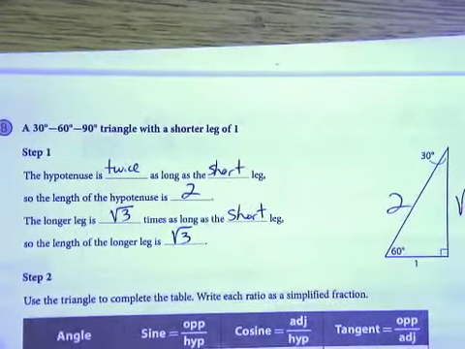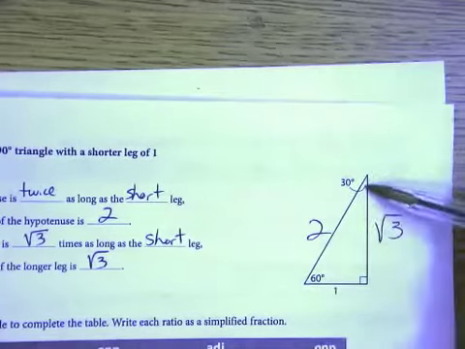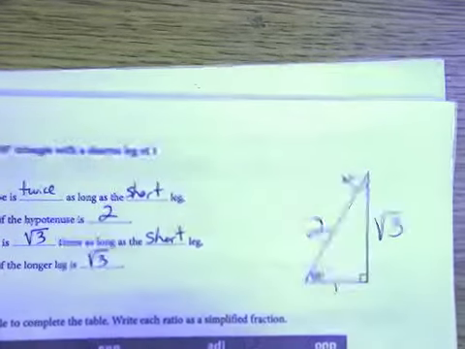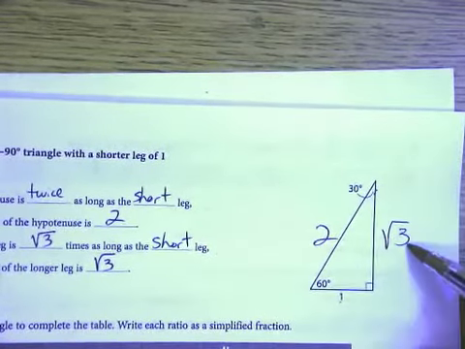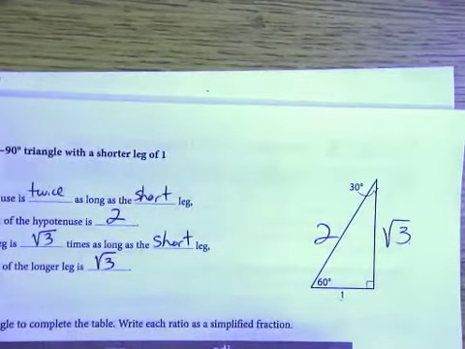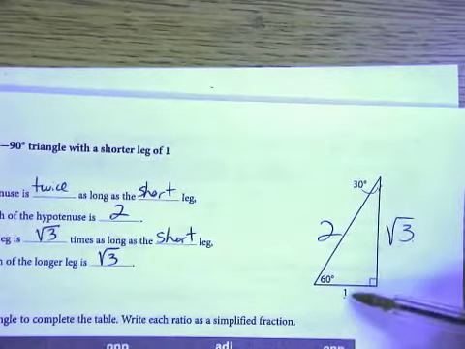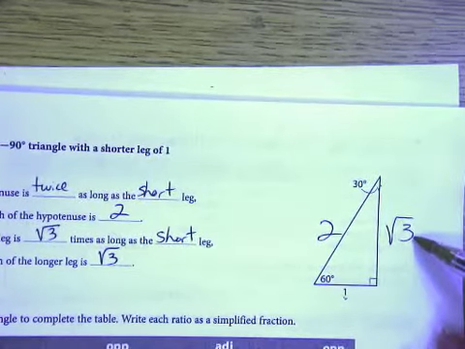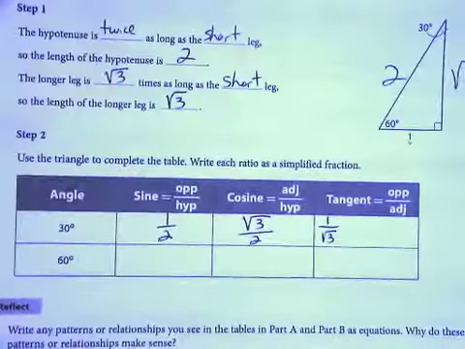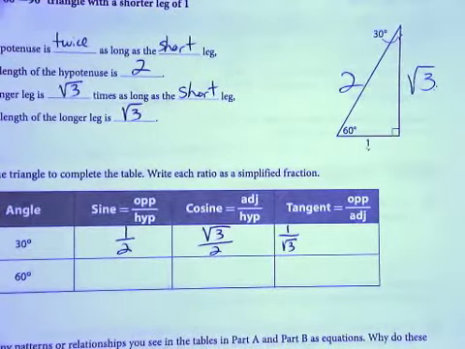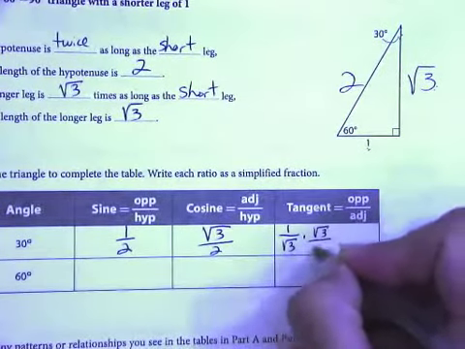So I'm going to find the sine, cosine, and tangent of the 30-degree angle and the 60-degree angle. Remember that sine is opposite over hypotenuse, so that's 1 over 2. Cosine is adjacent over hypotenuse, so that's radical 3 over 2. Tangent is opposite over adjacent, so that's 1 over radical 3. But we're not going to leave it like that. You have to rationalize it.